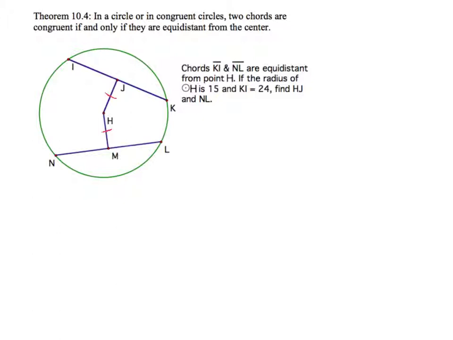And our theorem just said two chords are congruent if and only if they are equidistant from the center. So that means that KI must be congruent to NL. So if KI is 24, then NL is 24. So NL equals 24. I know that we're talking about the line segments, the chords, not the arcs, because we did put the bar over them and not that little curve for the arc. So now we know that NL is 24, and now we also need to find HJ.